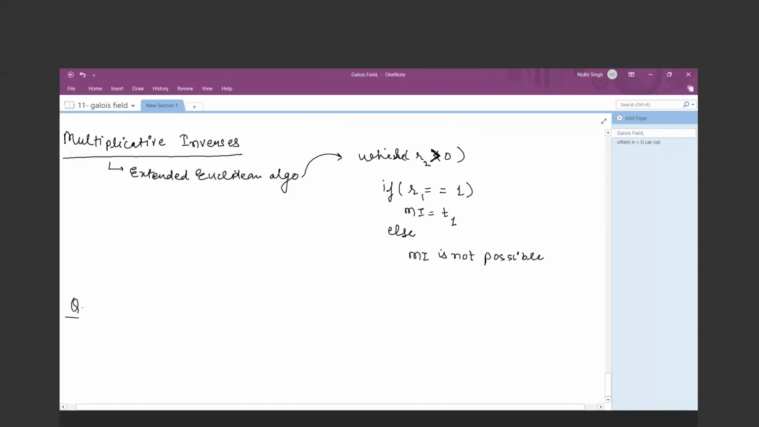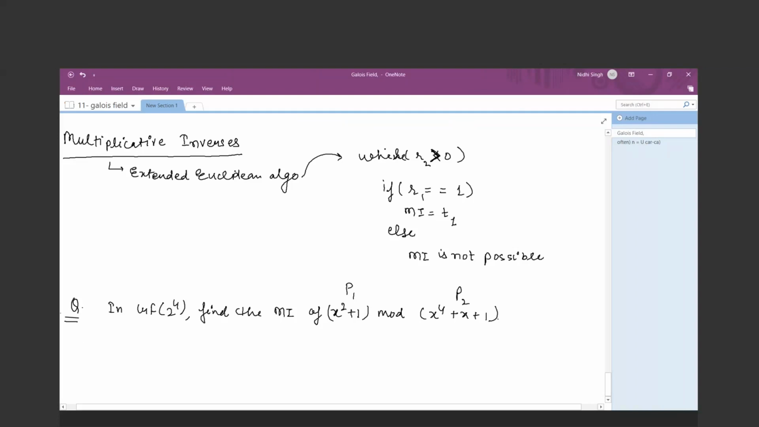So we directly jump to the example for better understanding, otherwise there is nothing in theory. In GF 2 to the power 4, the highest power is 3. Find the multiplicative inverse of x square plus 1 mod x4 plus x plus 1. So it will be termed as P1, and this will be termed as P2.